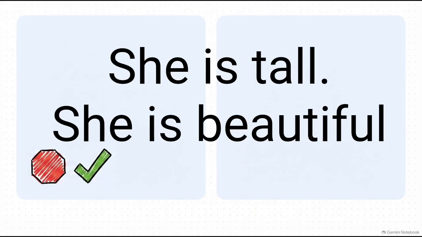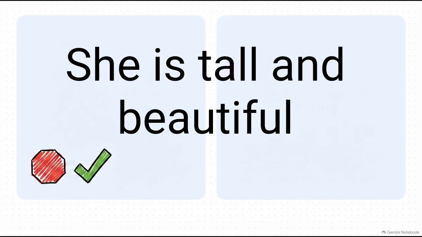Let's start with the simplest tool we have in the box, and. She is tall, she is beautiful. I mean, it's fine, but it's super inefficient. By simply tossing an and to get she is tall and beautiful, we completely remove that clunky repeated subject and verb. It instantly makes the sentence leaner and just way faster for your audience to read.